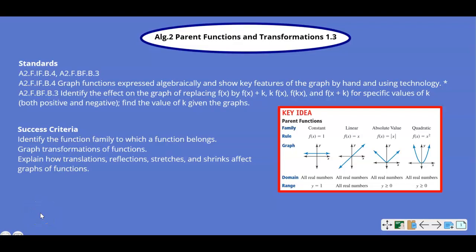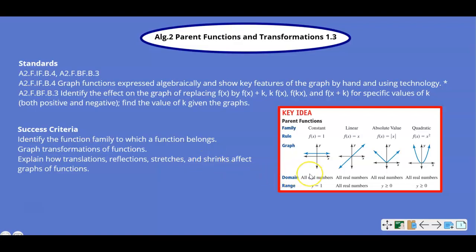Today we're going to be looking at parent functions and transformations. Here are the state standards in this lesson today. To be successful, you need to be able to identify the function family to which a function belongs, graph transformations of functions, and explain how translations, reflections, stretches, and shrinks affect graphs of functions.